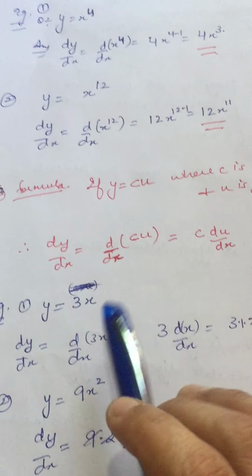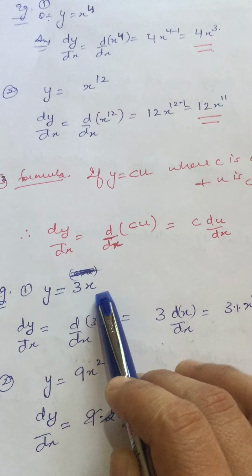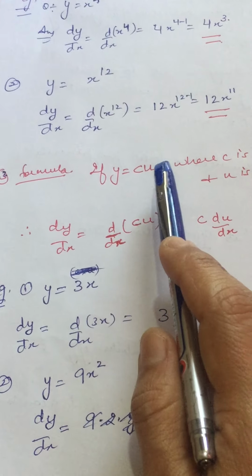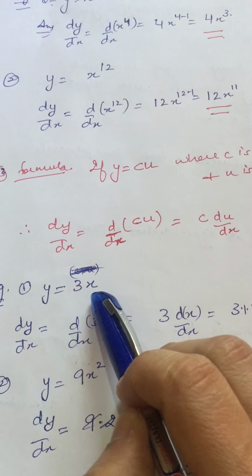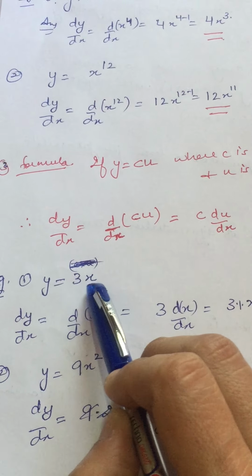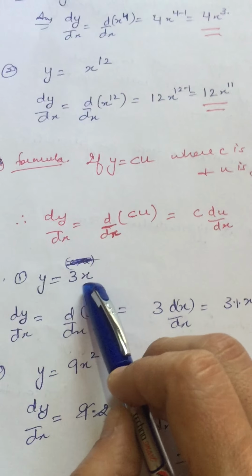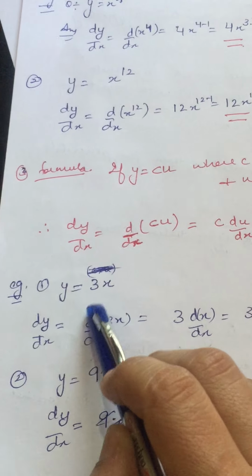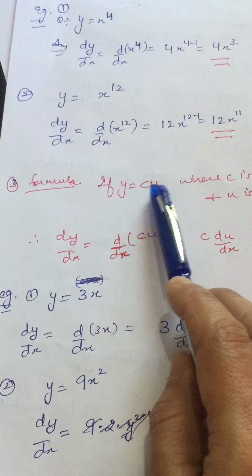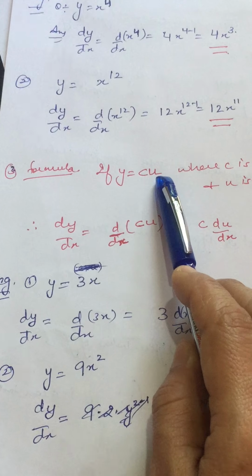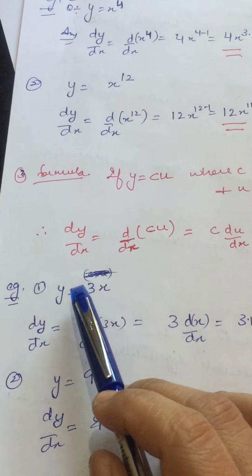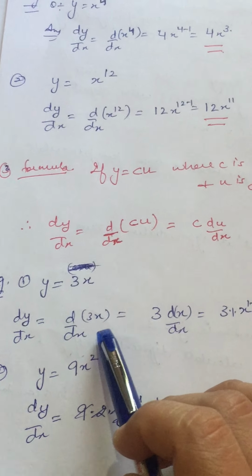See the example. My function is y is equal to 3 into x. 3 is what? It's a constant, just like c. U is what? U is a function of x, anything in terms of x. So it is x only. My u is x in my question. So my question is y is equal to 3 into x. It matches with this formula: constant into something in terms of x. 3 into x. So when I have to calculate its derivative, I will write it like that.